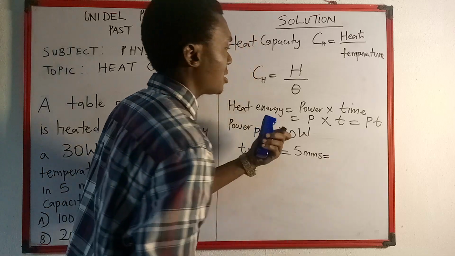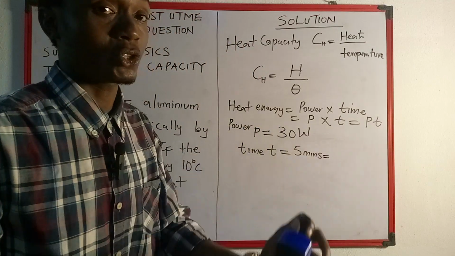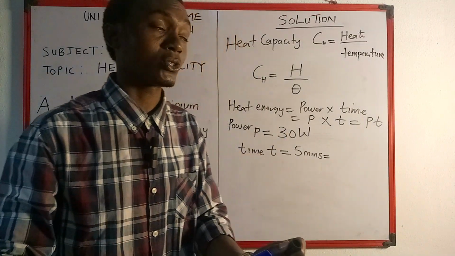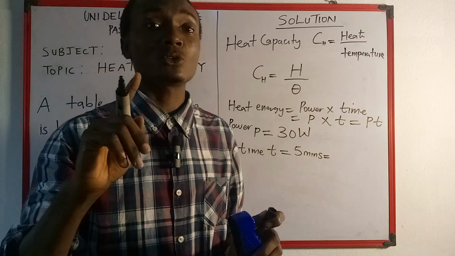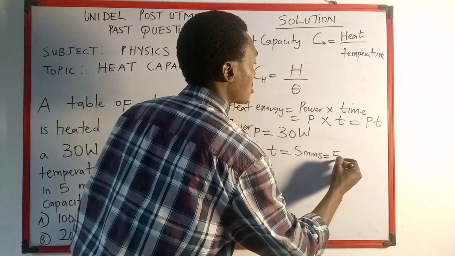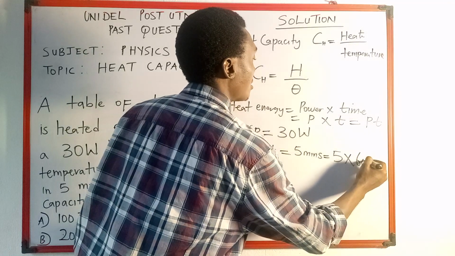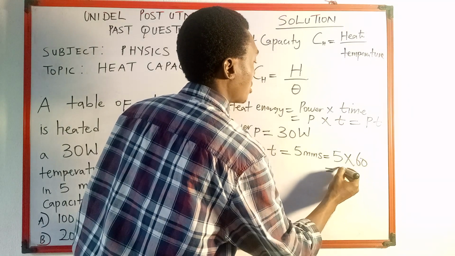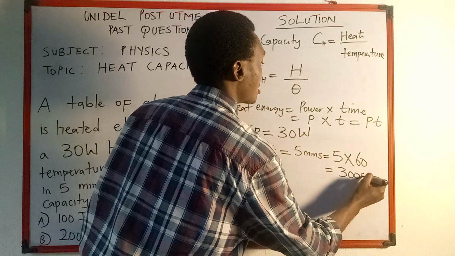And you know in physics, we don't use minutes to solve, so we have to convert to seconds. A minute will give us how many seconds? 60 seconds. So 5 minutes will give us 5 times 60, giving us 300 seconds.